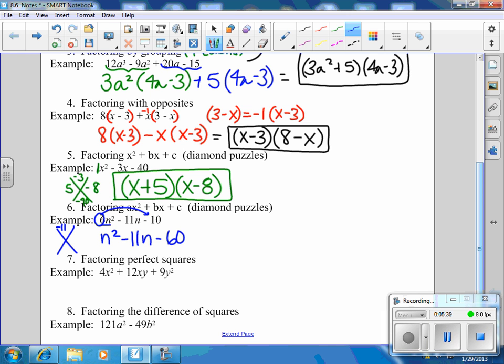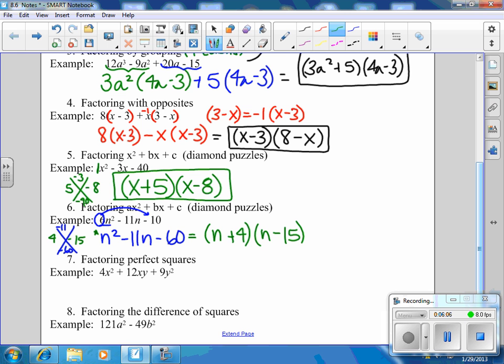I want two numbers that add to make negative 11, and multiply to make negative 60. So the two numbers that do that are going to be 15 and 4. And I want 15 to be the negative 1. So this problem right here was the one I would have given you. The answer would have been n plus 4 times n minus 15.